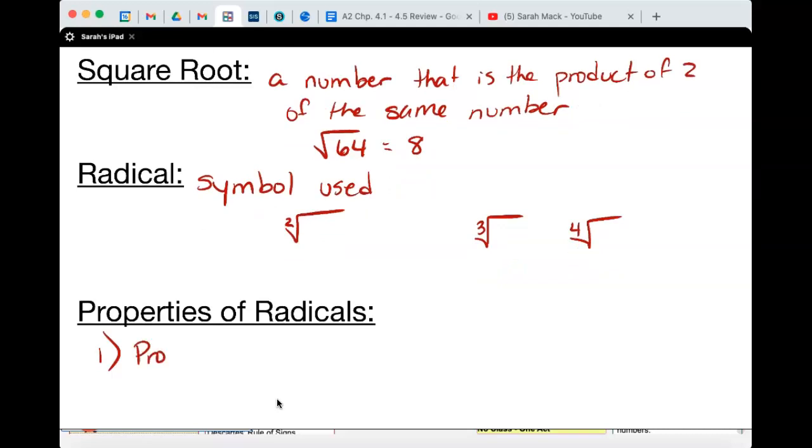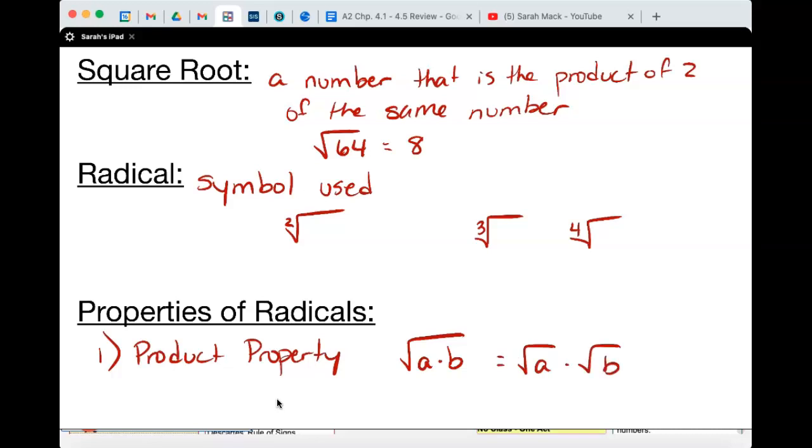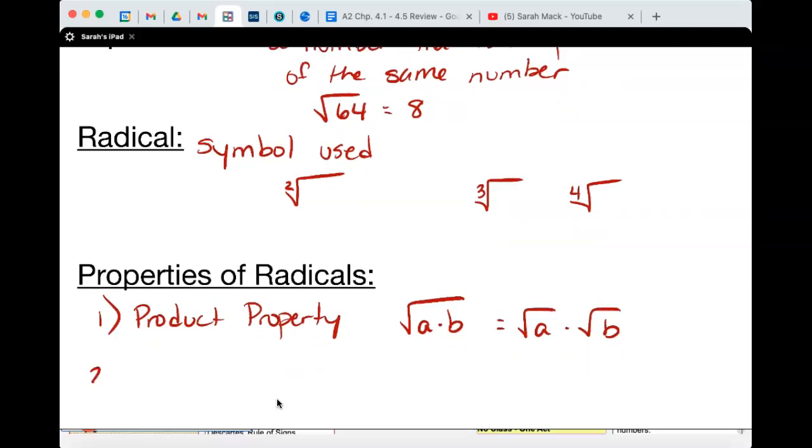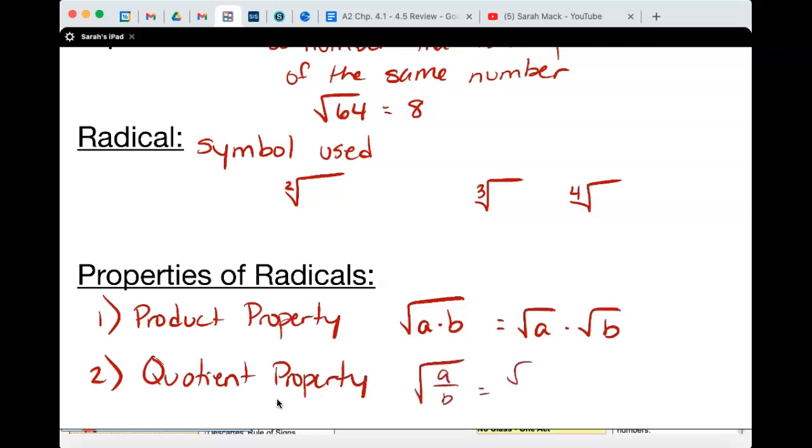We have the product property. It means if I have the square root of a times b underneath the radical sign, I could break it to be the square root of a times the square root of b. And I could go vice versa. If I have 2 radicals multiplied together, I could join them into 1 radical. We will use that quite often. We also have a quotient property, which is the exact same thing, except it's dividing. If I'm dividing a and b, I could break the radical into 2 different parts, or I could put them together and make it 1 radical. Doesn't matter.